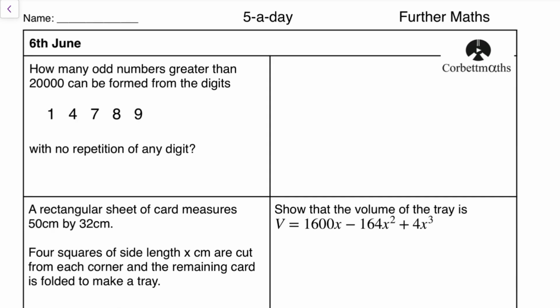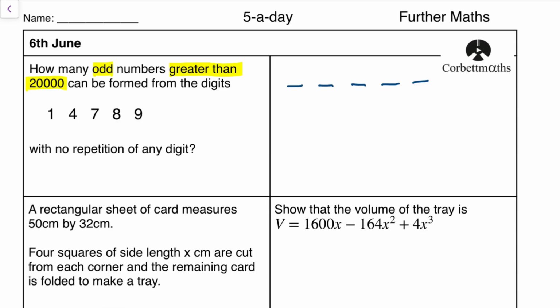How many odd numbers greater than 20,000 can be formed from the digits? The first obvious point: I've got 5 digits, and I'm going to use all the numbers in some way. What makes this tricky is that an odd number means my number has to end in either 1, 7 or 9. But if I use 1, that gives me more combinations of the first number than if I use 7 or 9. So let's do these separately.